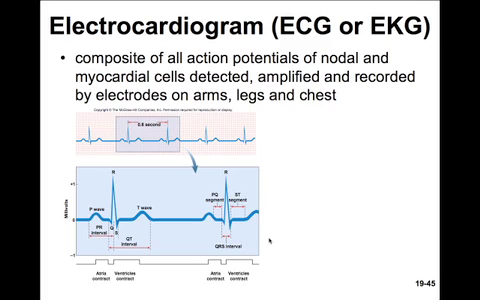So an electrocardiogram measures the composite of all action potentials of nodal and myocardial cells. It's amplified and then recorded by electrodes that are attached to the arms, leg, and chest. There are three principal portions that we'll look at in an ECG. Sometimes it's known as an EKG, K for cardio in German. We're going to examine the P wave, the QRS complex, and the T wave.